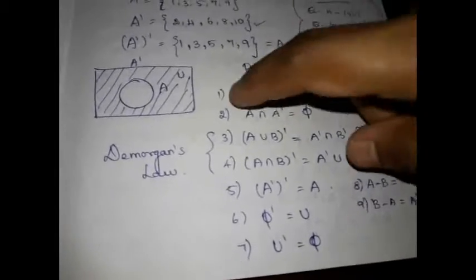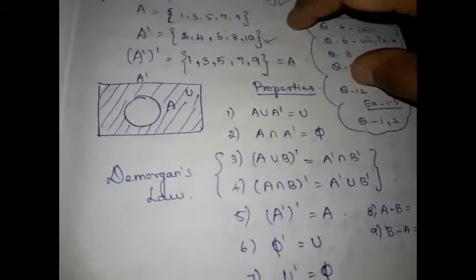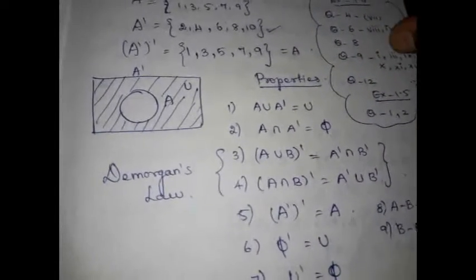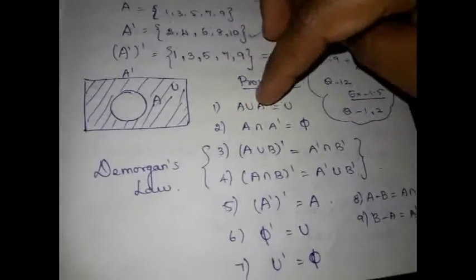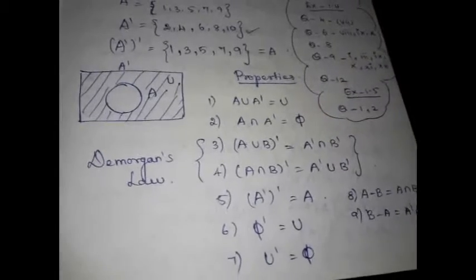And a few of its properties we have learned. A union A complement: because A and A dash are completely disjoint sets, the elements in A will not be in A dash, and the elements in A dash will not be in A. So if you find the union, you will get the entire universal set. Intersection is going to be empty, obviously, because those two are disjoint sets.